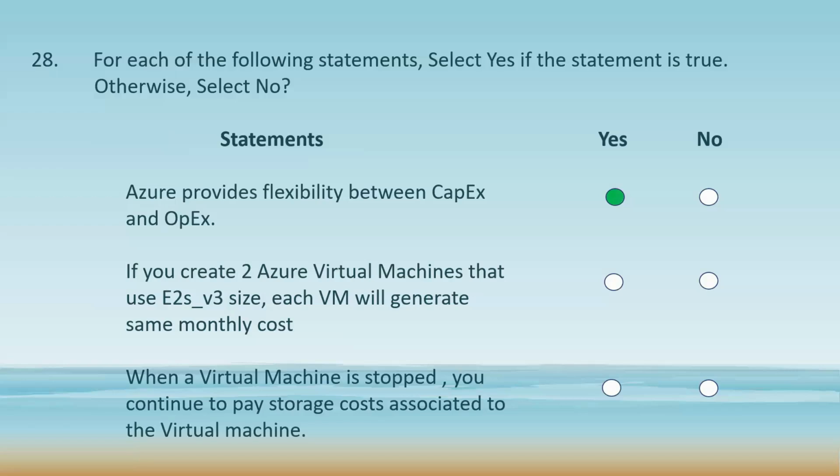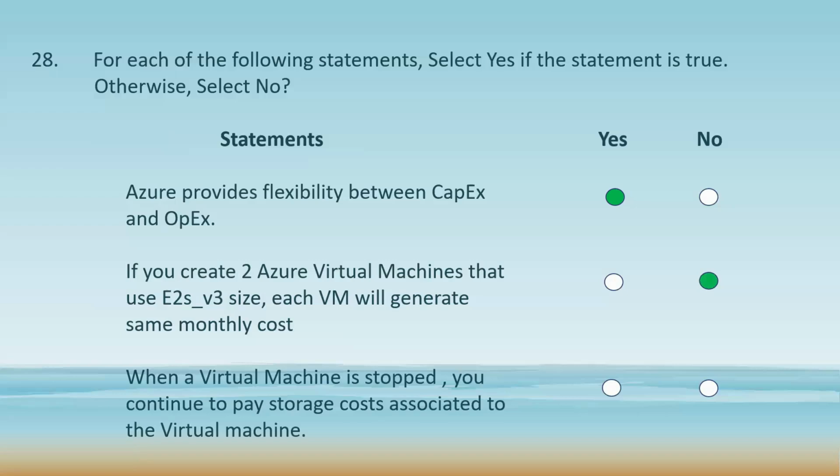Moving on to the next statement in the list. If you create two Azure virtual machines that use E2s_v3 size, each VM will generate the same monthly cost. Both the virtual machines can have different monthly cost even after having the same size, as they could have different disk or networking configuration attached to them. So the second statement is false.